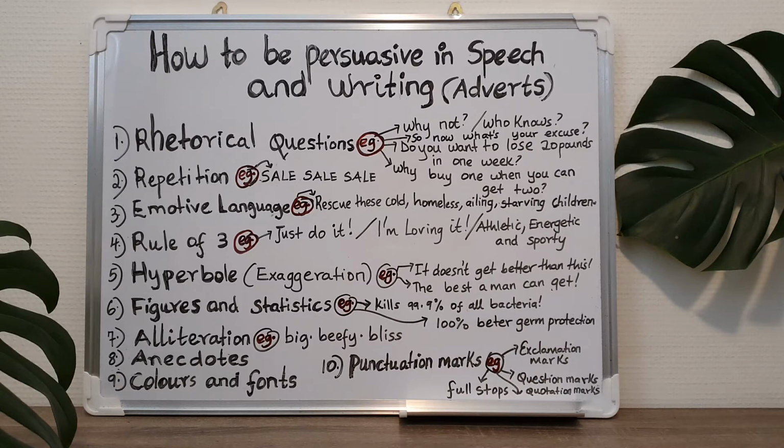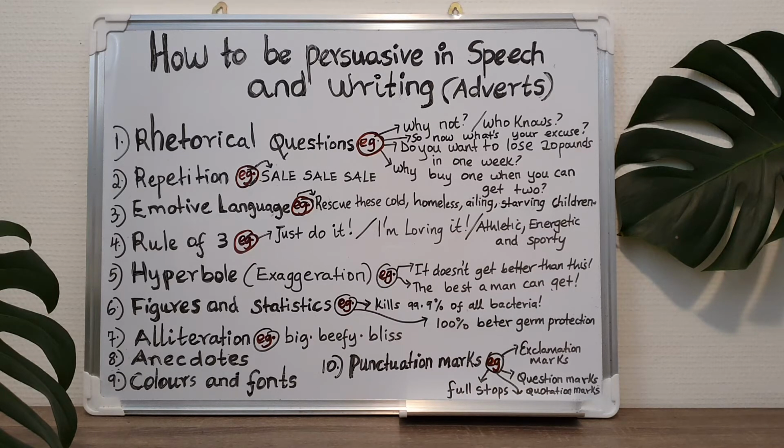The next one is emotive language. If you want to be persuasive, if you want to convince your audience, then use emotive language. What is emotive language? It is language that appeals to our feelings and emotions. Okay? It is language that appeals to the emotions and feelings of your audience. It makes them feel a certain way.